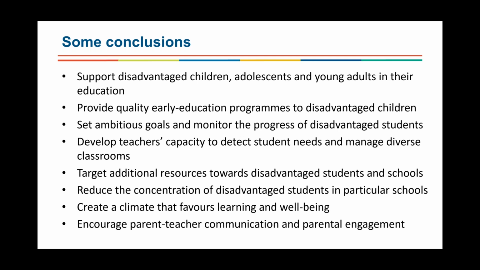Early learning, you could see that as an important predictor, and it's again something that public policy can do, not just providing access to early learning, but ensuring that there is high quality in those environments, that they are not just about taking care of children, but really developing their cognitive, social, and emotional well-being. Setting ambitious goals and monitoring the progress of disadvantaged students is important.